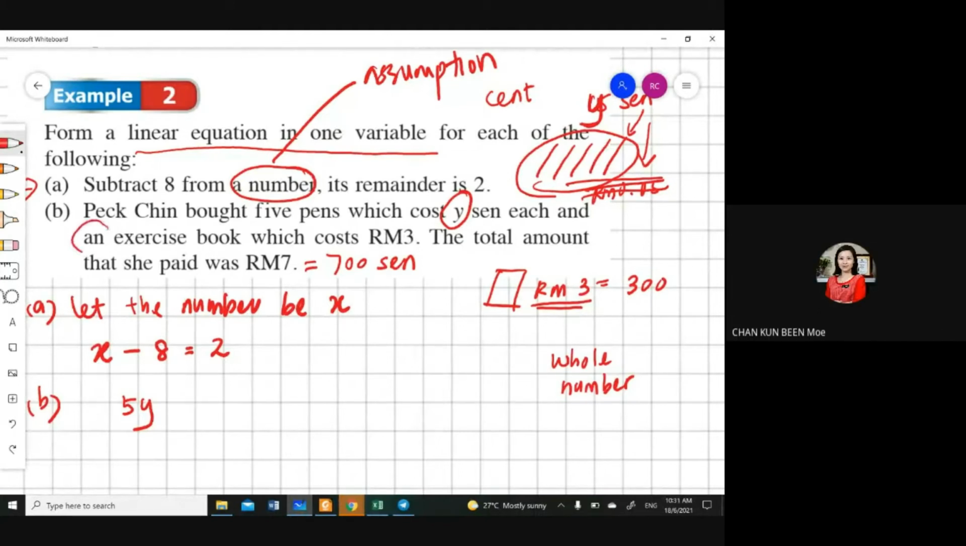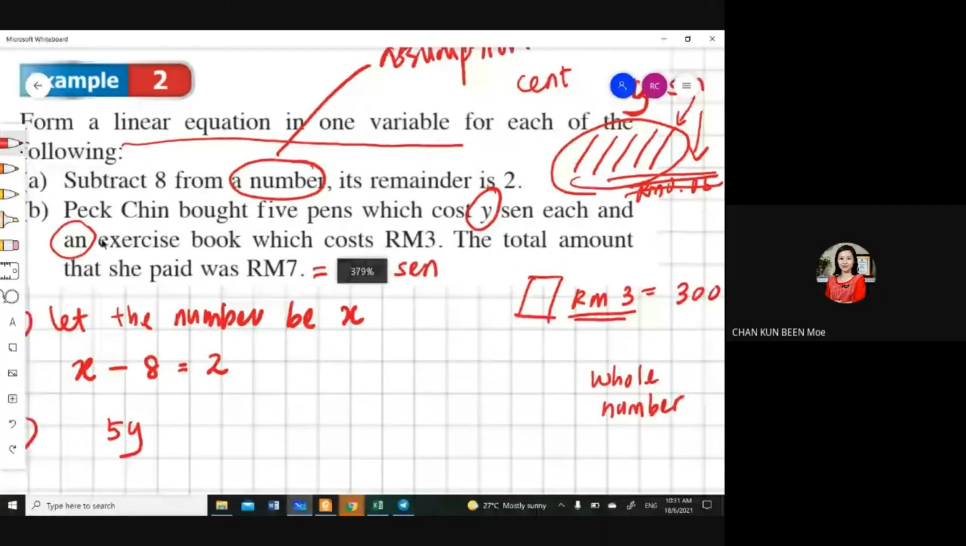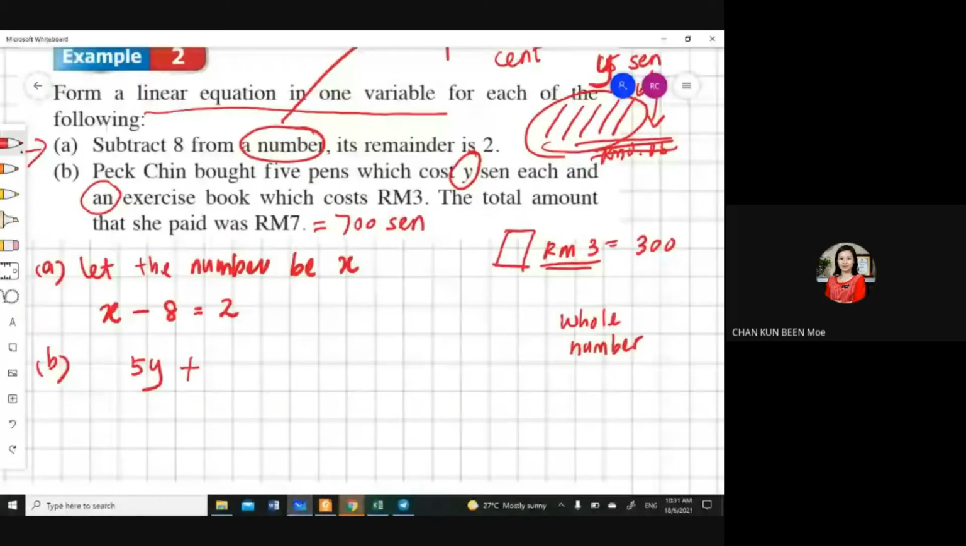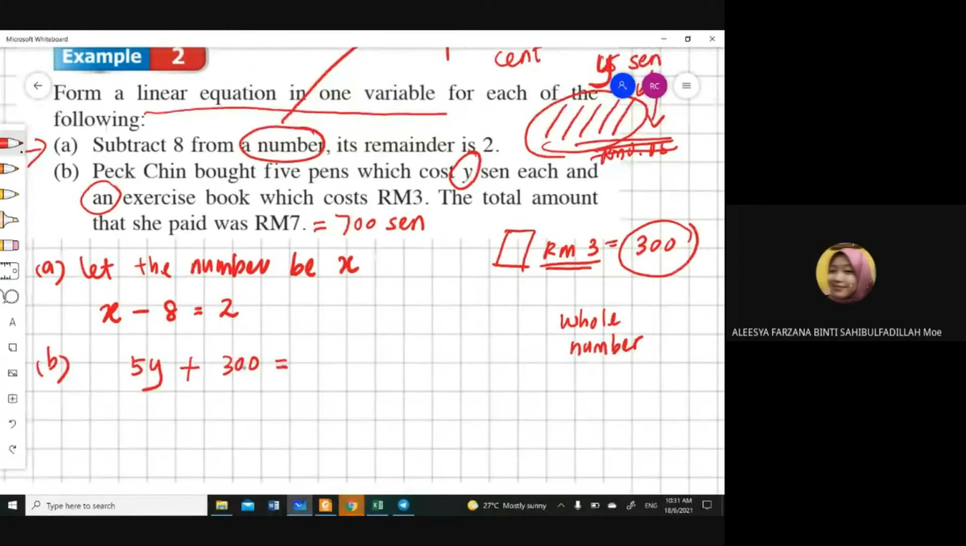1. 1, because from the word 'an' over here. So it means 1 exercise book. So 5Y plus 1 exercise book means 300 cents. So you don't have to use 1 times 300 because this one we understood already. 300 means 1 exercise book. How much is the total? 700. 700 cents. So it's done already. We got the linear equation.